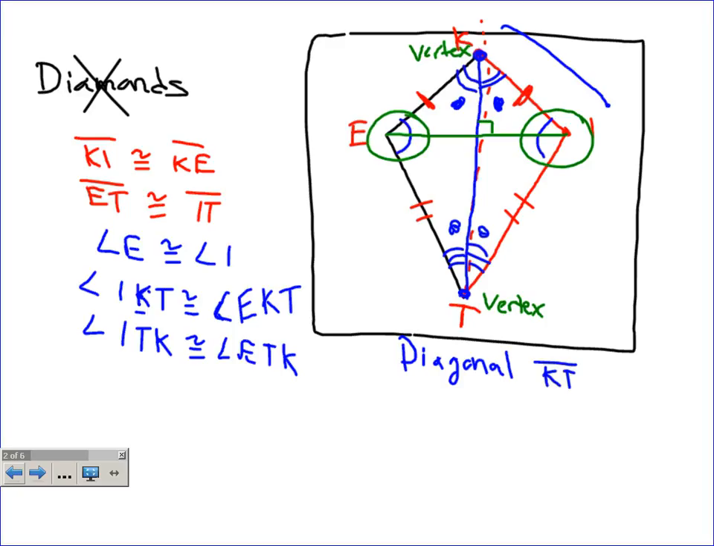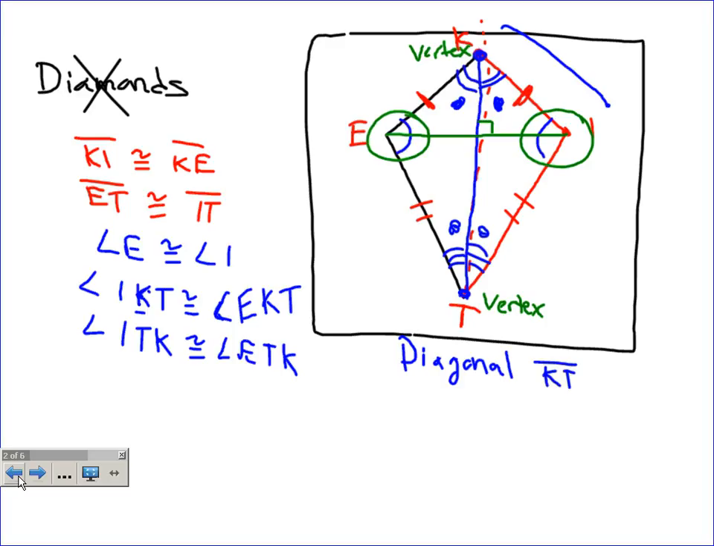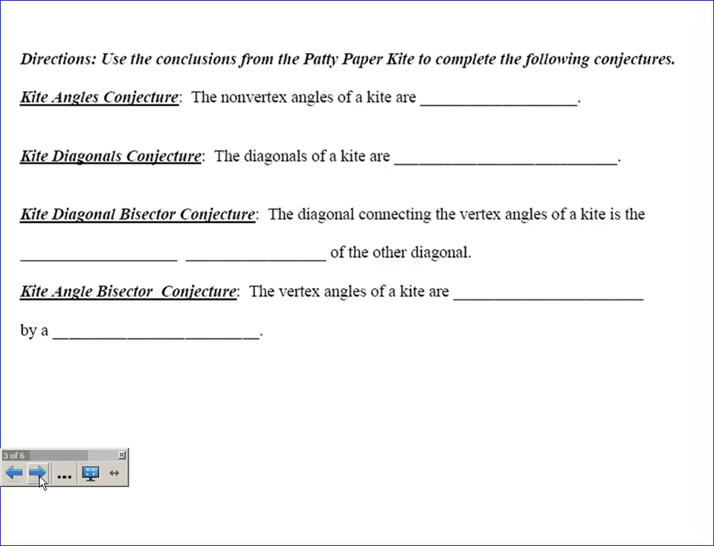The top and the bottom angles, the K and the T in this case, are called vertex angles. So let's take a look at this. The non-vertex angles of a kite are what? If we're talking about this picture over here, we're talking about E and I. Those angles, what do we know about E and I? Those are congruent. So let's write congruent. That's the symbol for congruent, which means equal. Angles are equal.